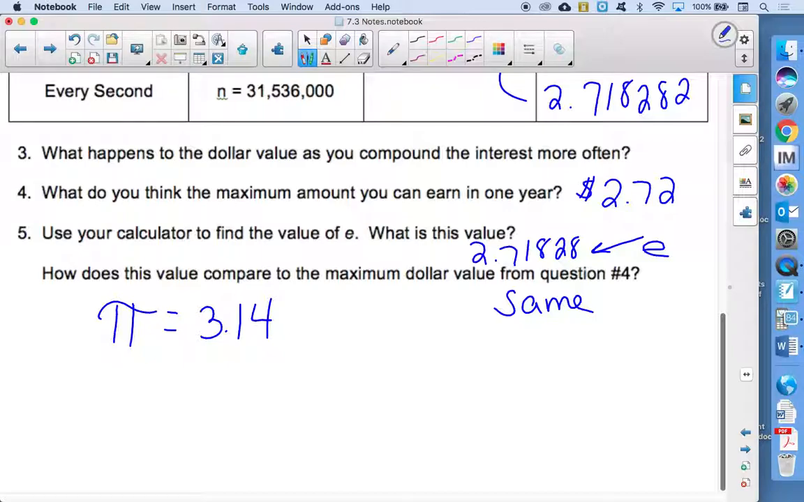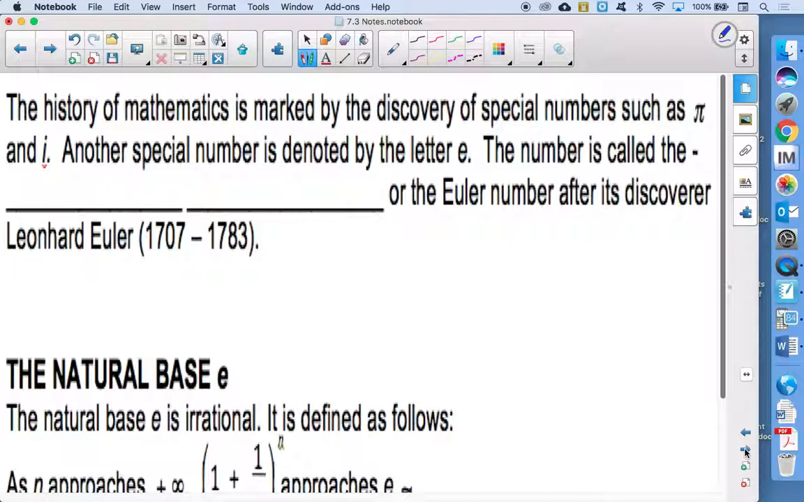So if you flip the page, there's a little paragraph at the top. The history of math is marked by the discovery of special numbers. Pi was one of those numbers that was created way back in like the Pythagoras time, a long time ago. The imaginary number was also created. That's what the i stands for. It doesn't stand for a physical value, but it stands for any negative underneath the square root. And now the number E would have been another value that was created.